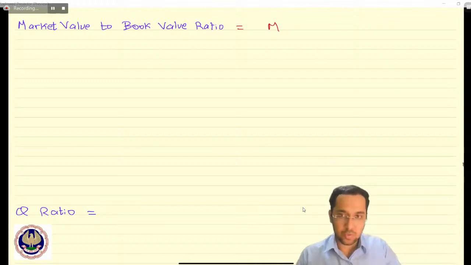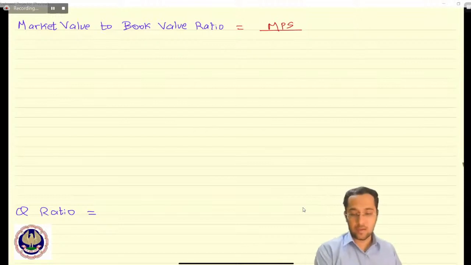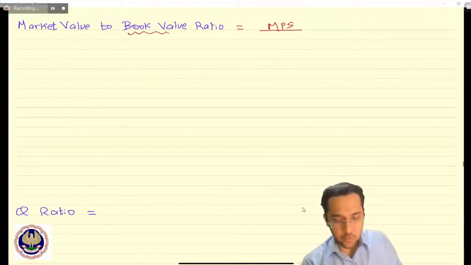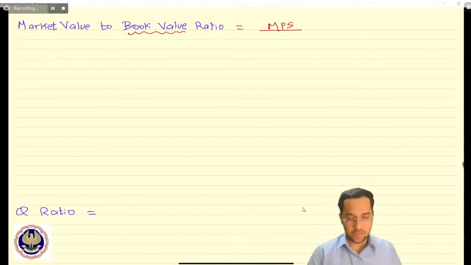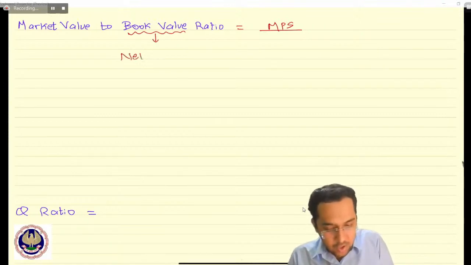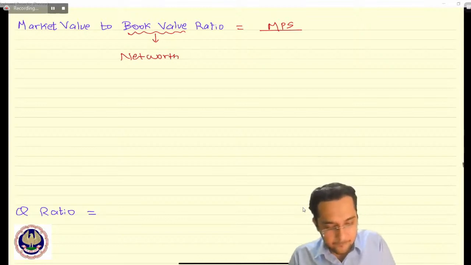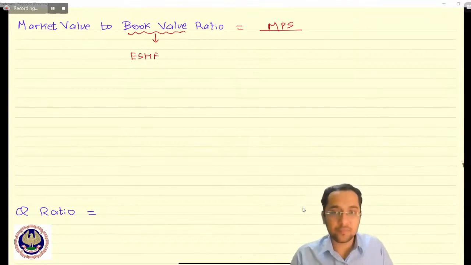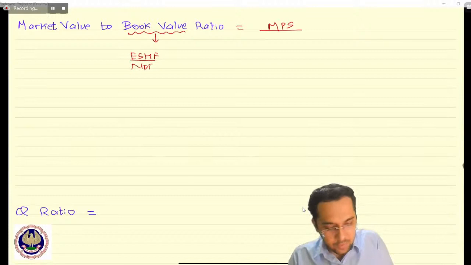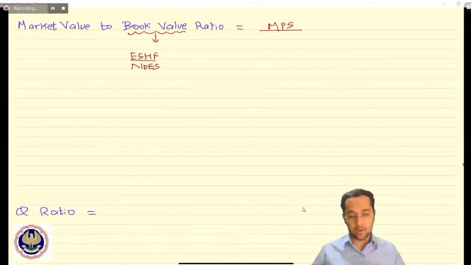So market value, we generally take it as a market price per share. Sir, how do you get this book value of a share? Book value of a share simply means whatever is your net worth, or you can say whatever is your equity shareholders funds divided by number of equity shares. So equity shareholders funds is the book value of all the funds that the company is employing. You divide it by number of equity shares, so you will get the value of each share in the books.